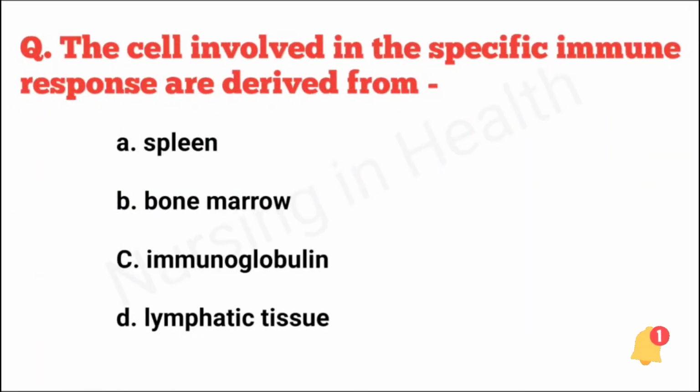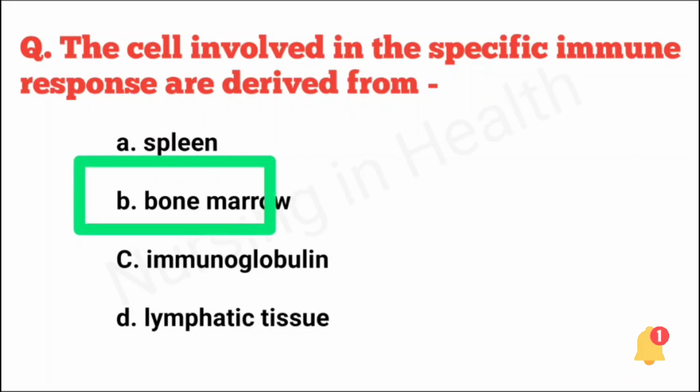The cells involved in the specific immune response are derived from spleen, bone marrow, immunoglobulin, lymphatic tissue. Right answer option B. Bone marrow.